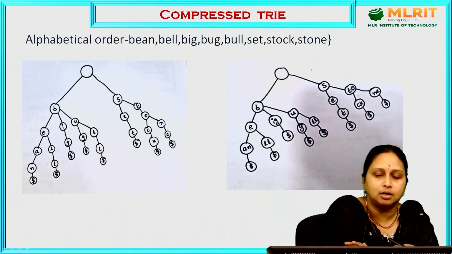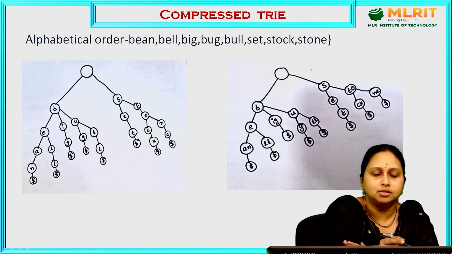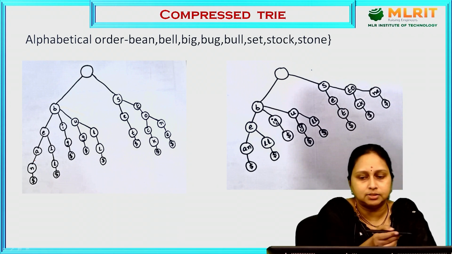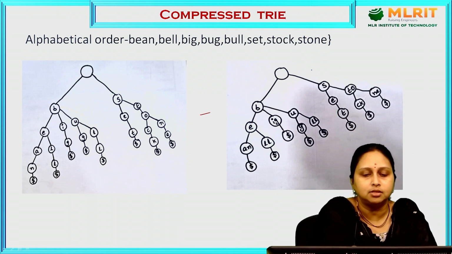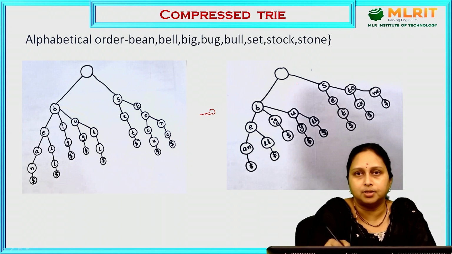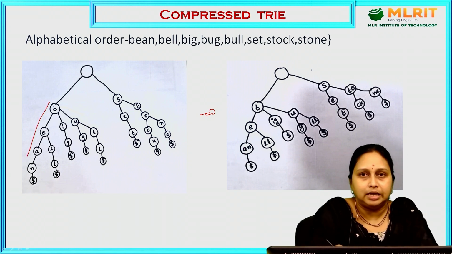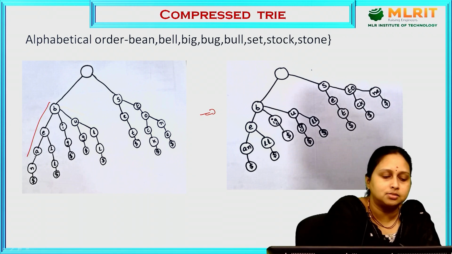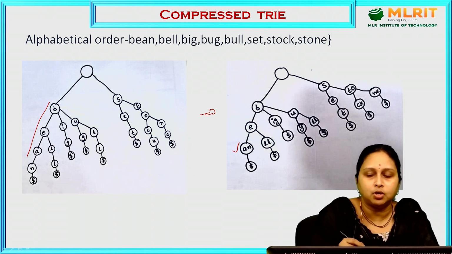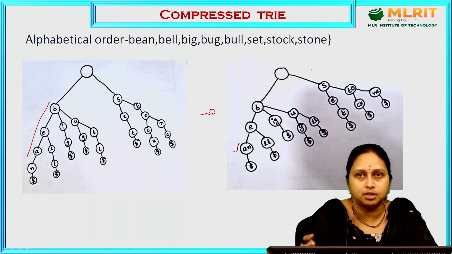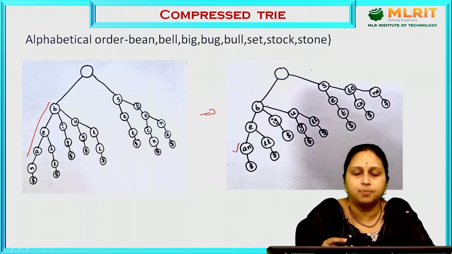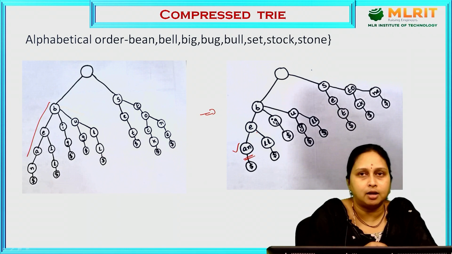Suppose this is a single path, right? For bean, the same thing. I have taken the same previous example. For that, how are we going to represent the compressed trie? This is a single path, bean, B-E-A-N. Now I can compress this up to A-N. Why? Because E is extending to some other string. That's why I can't compress up to B-E-A-N. A and N can be compressed.